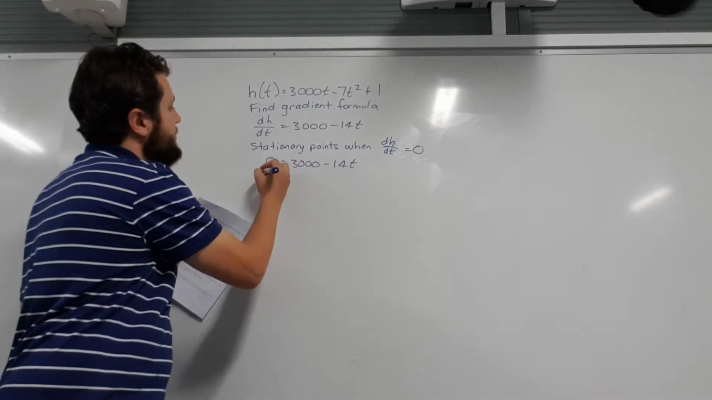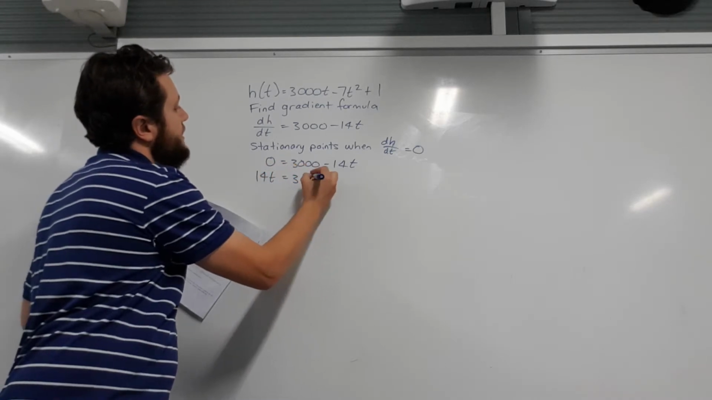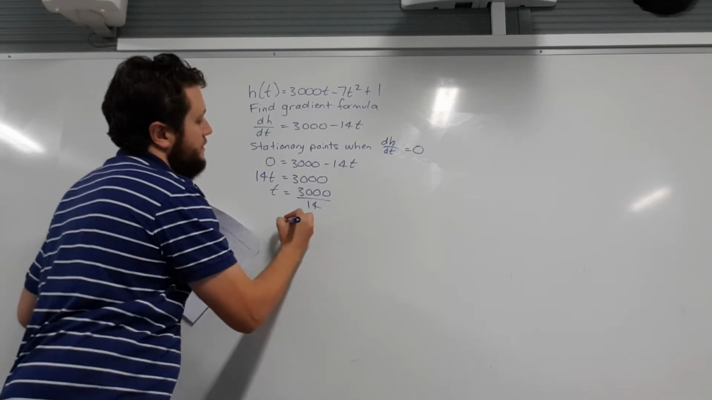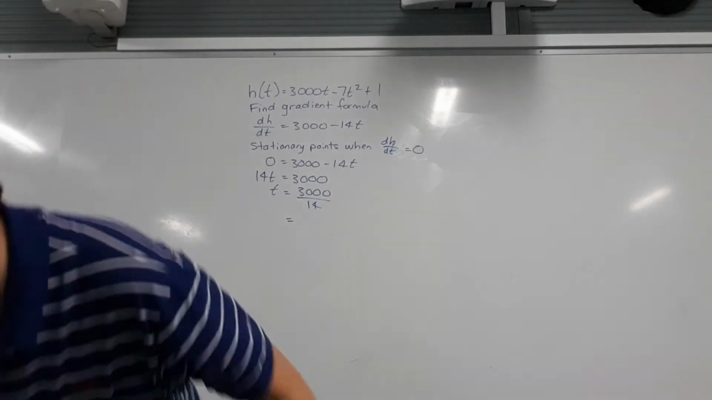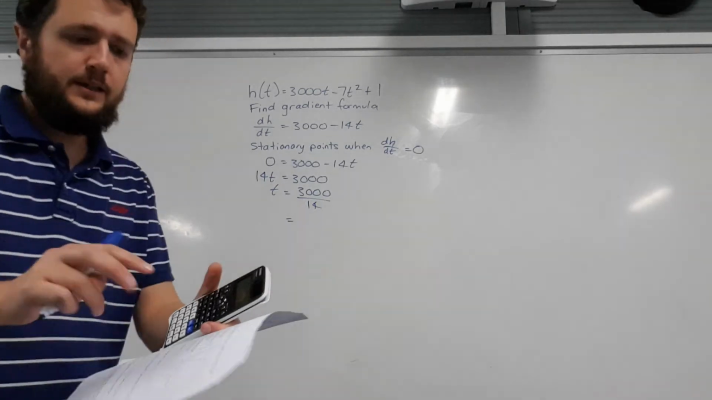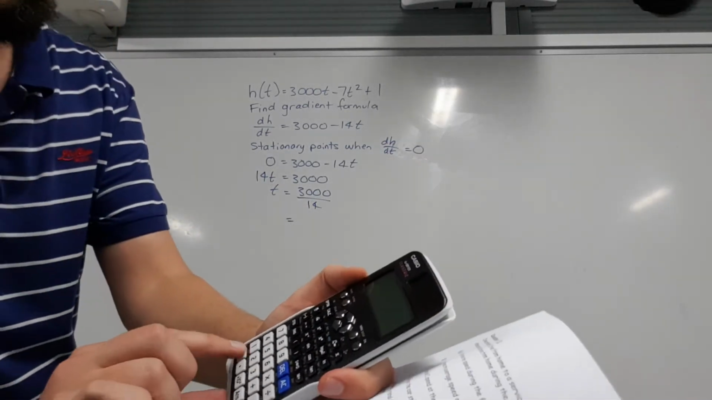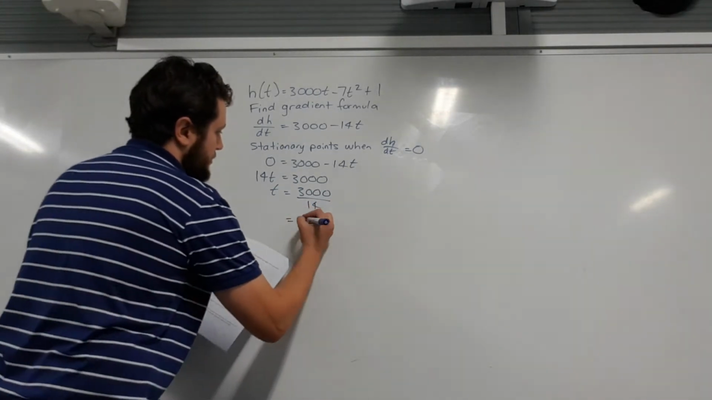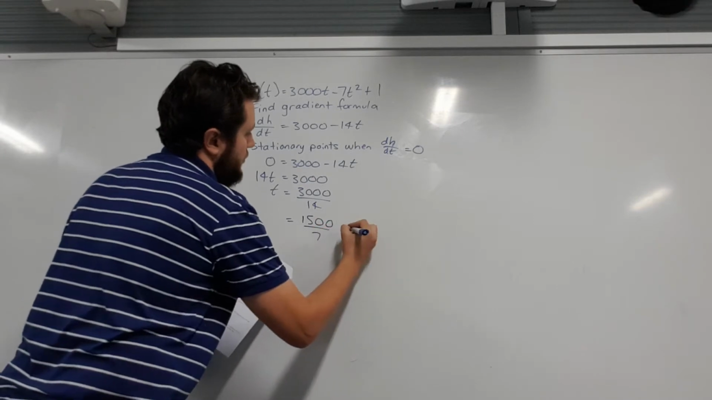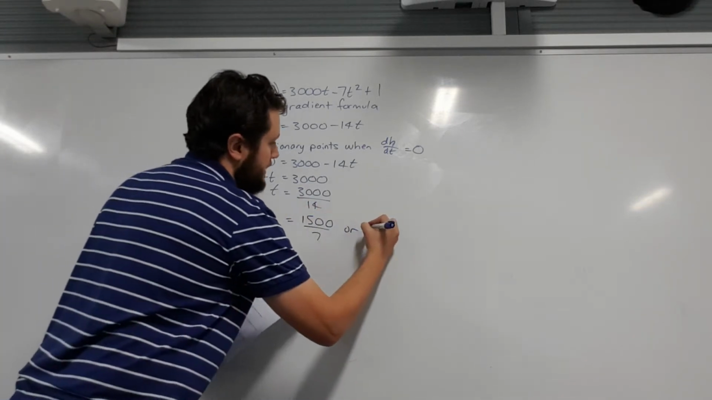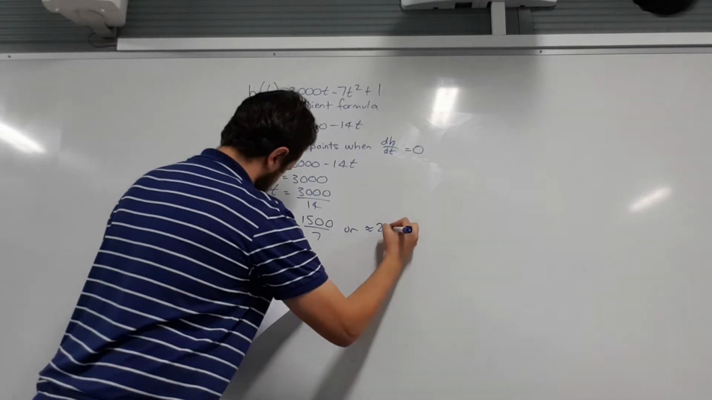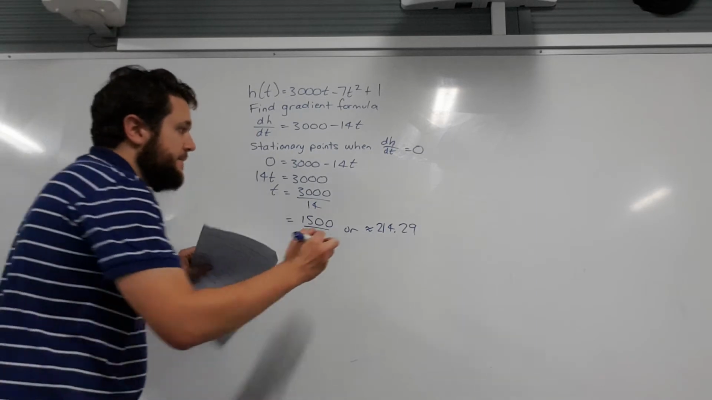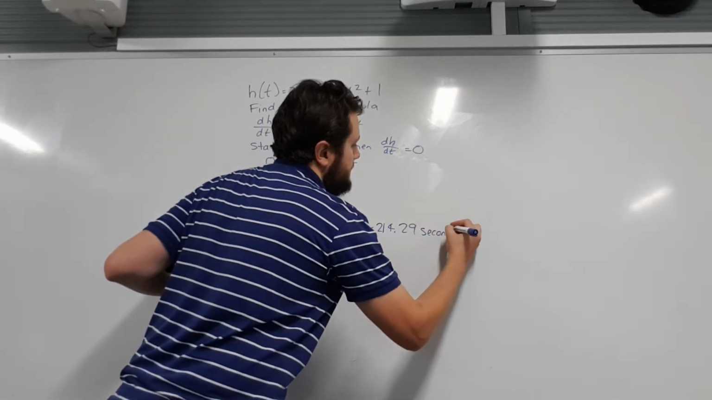Add 14t to both sides. 14t equals 3000. Divide both sides by 14. T is going to be 3000 divided by 14. So I put that in my calculator. And I get 1500 over 7, or approximately 214.29. And we better remember that's in seconds, because we were solving for seconds.